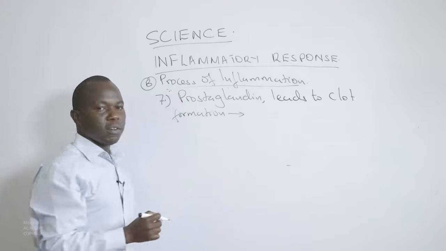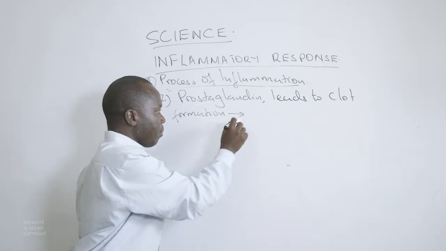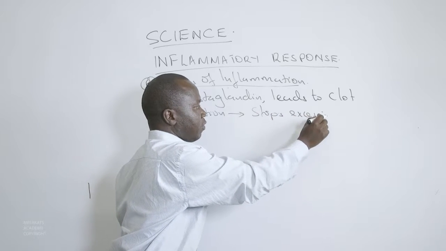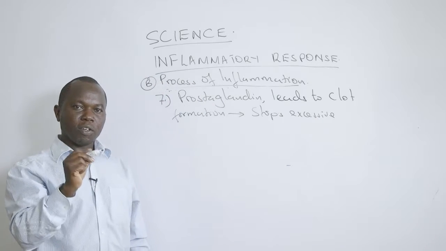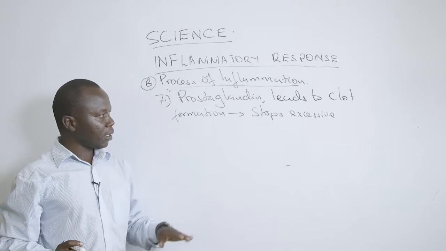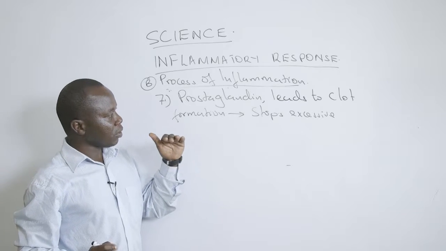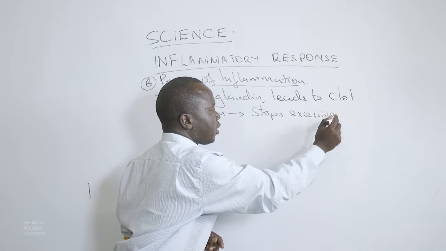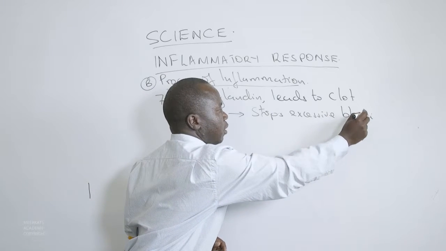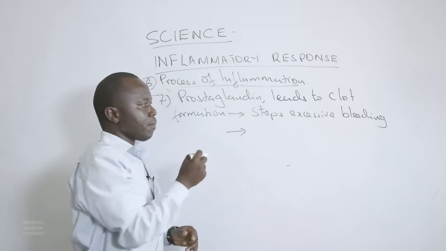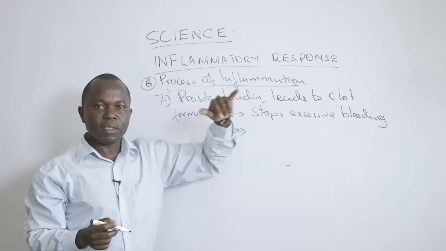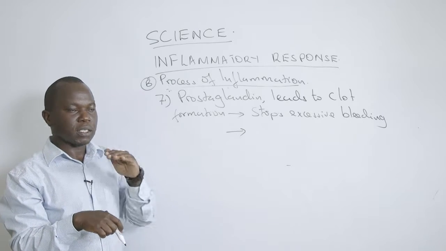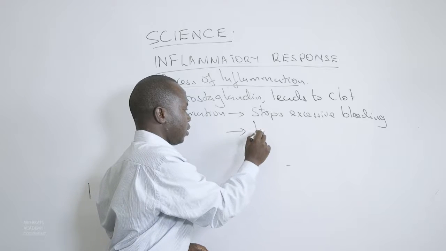Clot formation is important because it stops excessive bleeding. If it was a mechanical injury that caused a break or a severe injury that caused separation of the blood vessel, excessive bleeding. And again, because a clot has been formed, that clot, when it dries, is going to initiate the healing process.